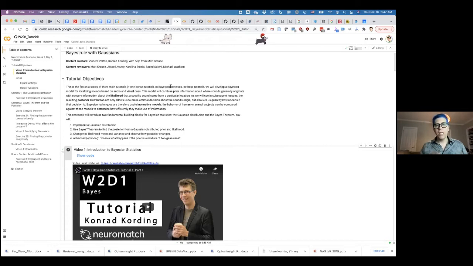Now, what will we learn in this specific notebook? We will learn how to implement a Gaussian distribution in Python. We will use Bayes' theorem to find the posterior from a Gaussian distributed prior and likelihood. We will change the likelihood mean and variance and see what changes. And maybe in the next set of slides, we'll talk about what happens if you have a mixture of two Gaussians.